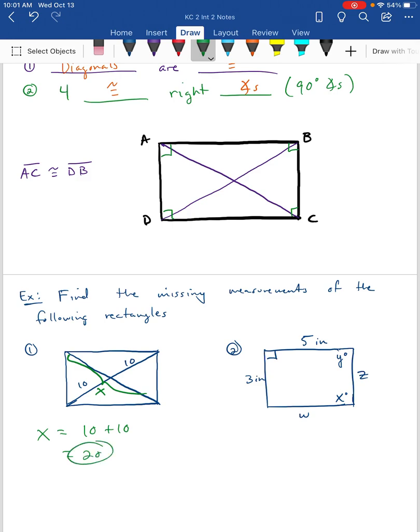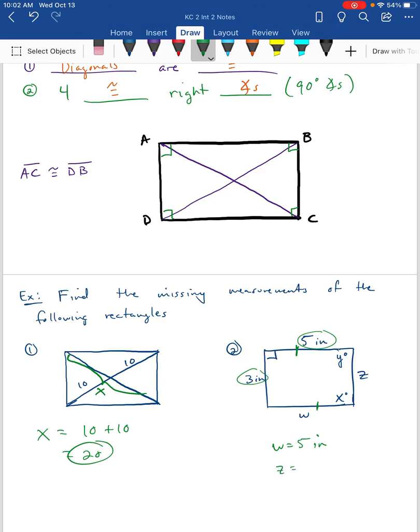For number 2, you have to find w, x, y, and z. Remember that these are also including the properties of a parallelogram, and we're given here that one of the sides is 5 inches and the other one is 3. But in a parallelogram, we know that opposite sides are congruent. So if this is 5, this has to be 5. So W is equal to 5 inches as well.